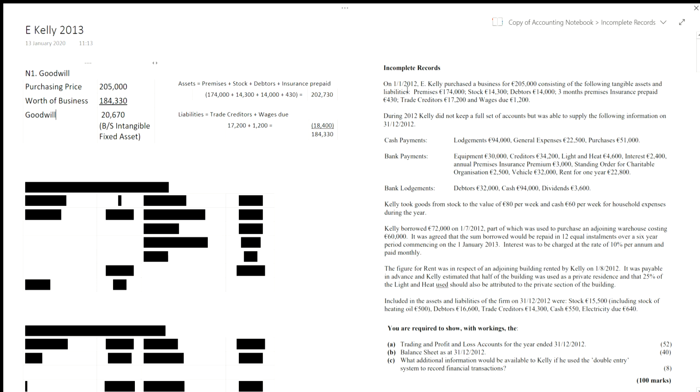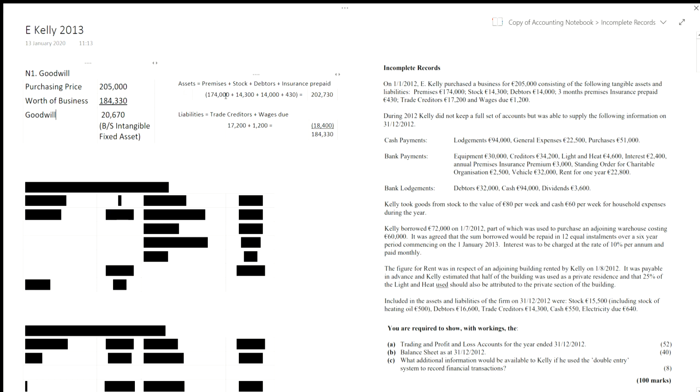As opposed to premises, which is a tangible fixed asset, this would be an intangible fixed asset. So that's our first working right there, and you'll always have to do this for this style of incomplete records. You'll have to find out how much additional money the purchaser paid for the business. You have your purchase price and you take away the worth of the business.